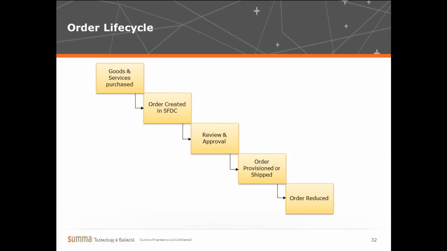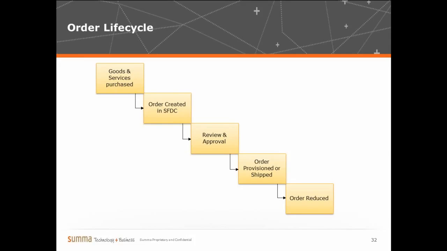Next is review and approval. This is an optional step, but gives you the ability to create an approval process around orders. Default statuses include draft and activated, but these statuses can be customized to meet business requirements. Once orders are complete and activated, they are ready to be provisioned or shipped.